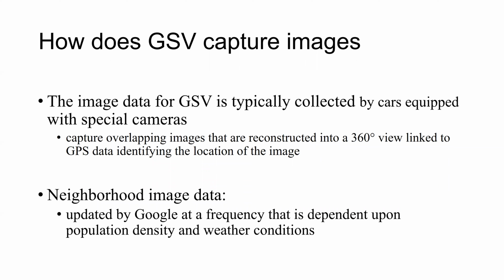It's collected via special cameras that are mounted on cars that drive down the road. And because of that data collection, it's only available for places that have roads that the cars can access. Another thing to keep in mind is that Google updates its images at varying levels depending upon population density and weather conditions. In our research, we find that rural areas, for instance, have lower frequency of image updates, so the images are older. That's something to keep in mind as we go along with these studies.